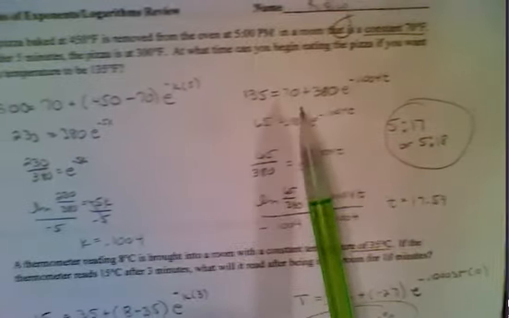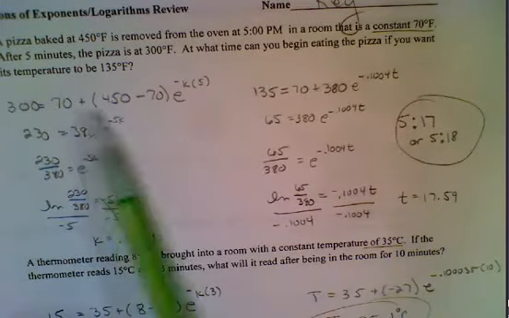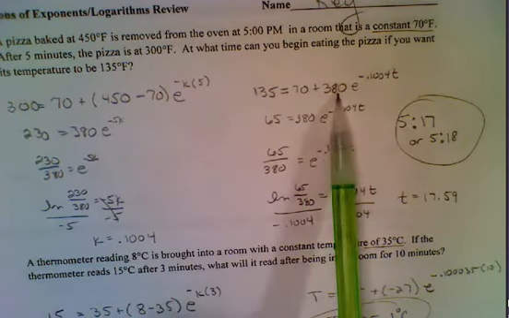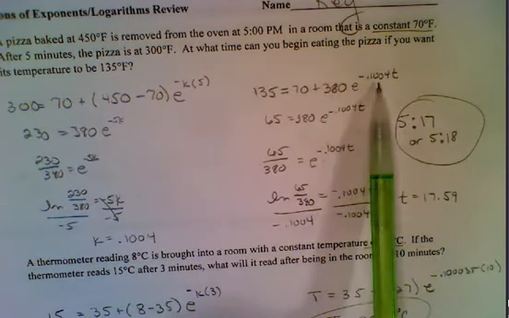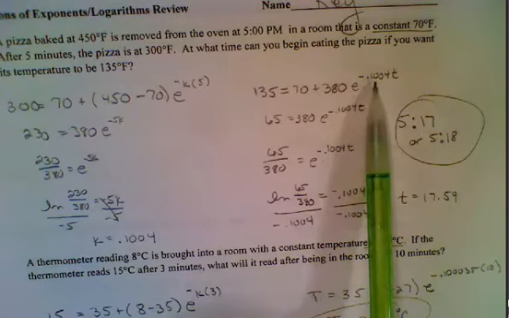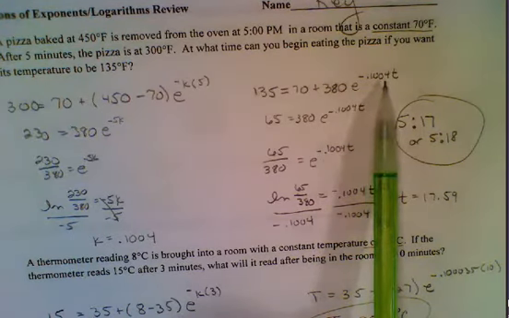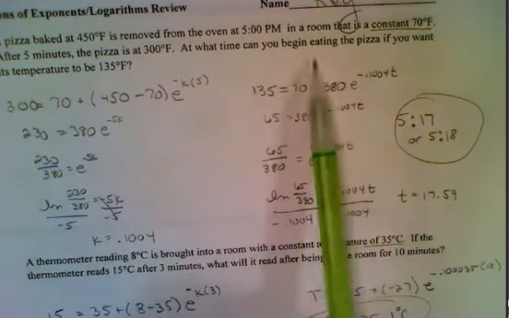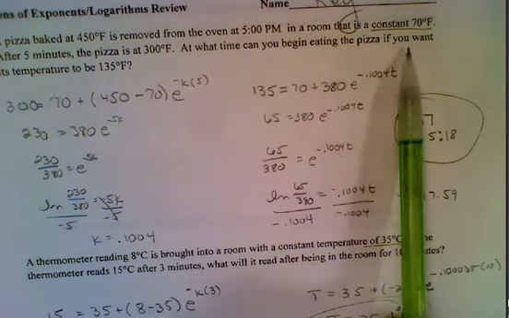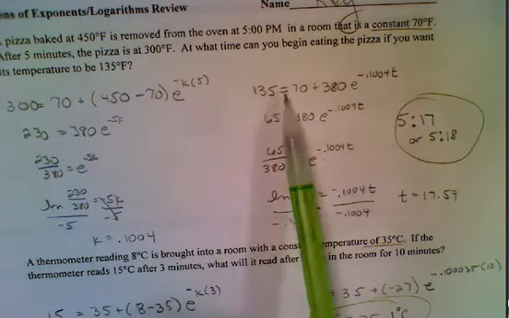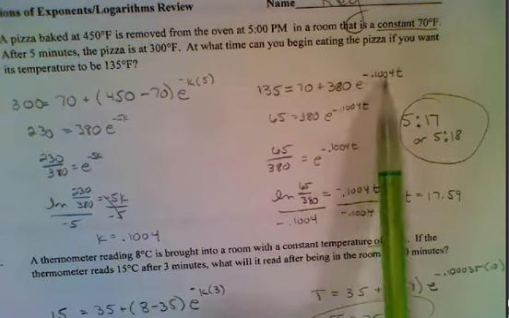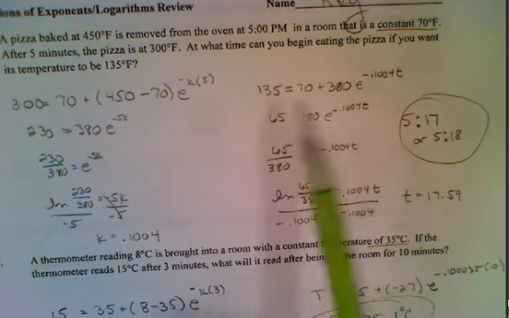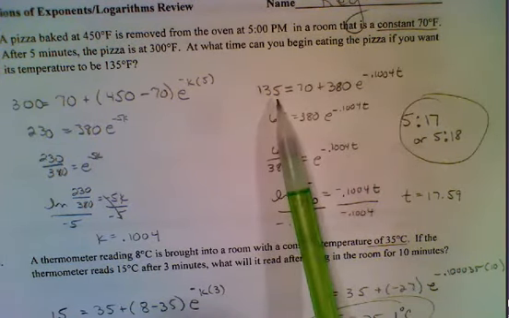So what that means is if you come over here, you'll still put in your 70. You'll put in your 450 minus 70, so I just wrote 380. Now you can put in k is negative 0.1004. And then the question becomes, how long will it take? So what is the time if the temperature is 135? So now I'm putting in all my information. I'm going to solve for t when the temperature is 135.